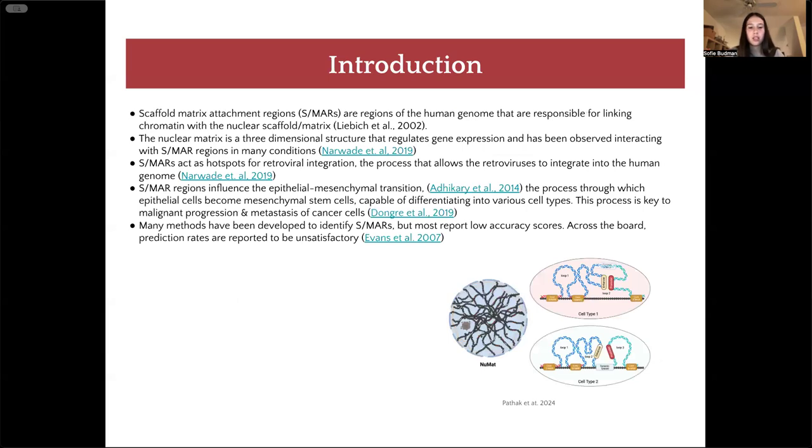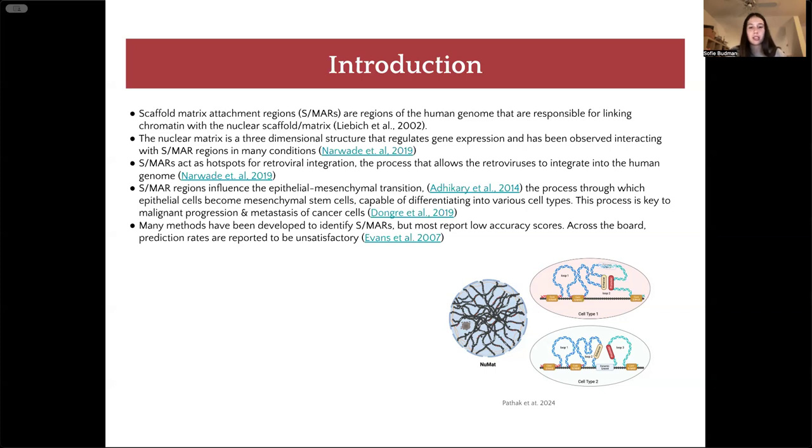Introduction. To understand the importance of this project, let's first look at what SMARs are and why they matter. So, scaffold matrix attachment regions, or SMARs, are segments of the human genome that anchor chromatin to the nuclear scaffold or matrix. This structural connection is important because it helps organize the genome in three dimensions and plays a vital role in regulating gene expression, as shown in the image on the lower right.